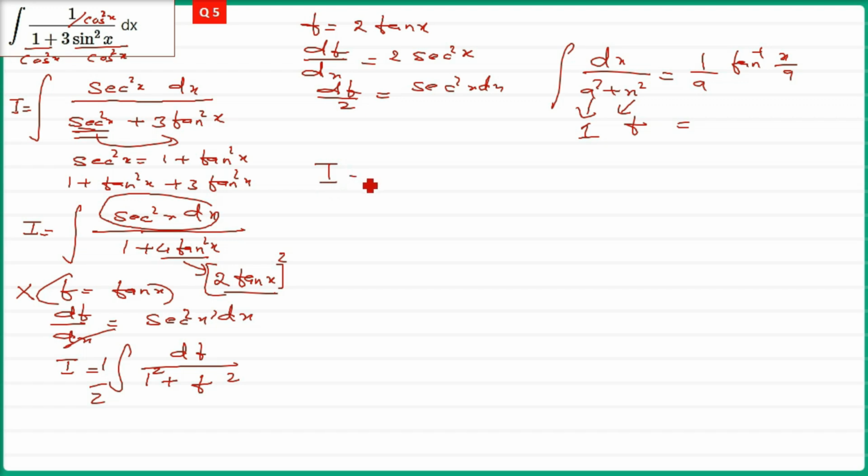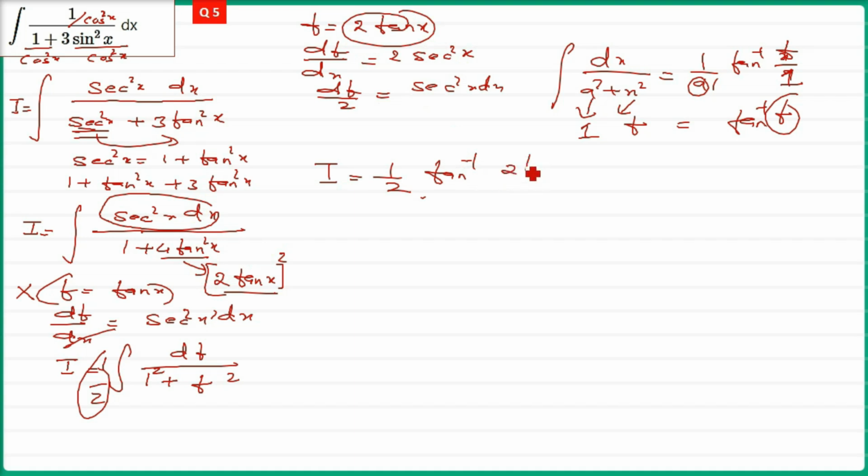So let's write the result. I equals 1 by 2, and 1 by a is 1 only, so 1 by 1 will be 1 only. Tan inverse x by a, and it is t. And what was t? Tan inverse t. It's not tan x, it's 2 tan x. Because that's why I actually placed t equals tan x, to show you how this 2 tan x equals t will benefit us. So half tan inverse 2 tan x plus c. This is your final answer.